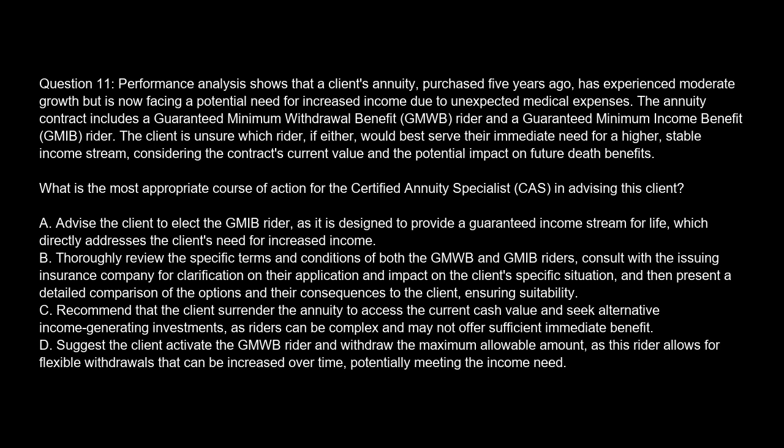Option C. Recommend that the client surrender the annuity to access the current cash value and seek alternative income-generating investments, as riders can be complex and may not offer sufficient immediate benefit. Option D. Suggest the client activate the GMWB rider and withdraw the maximum allowable amount, as this rider allows for flexible withdrawals that can be increased over time, potentially meeting the income need.